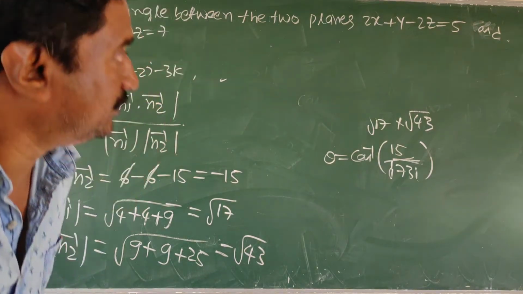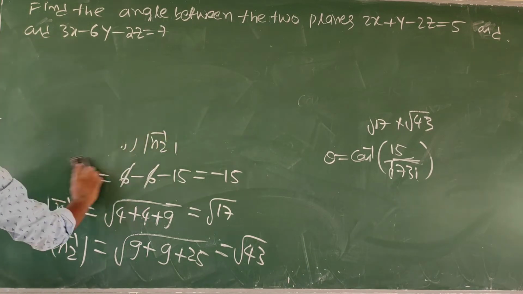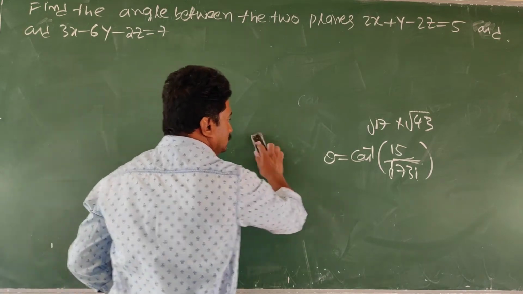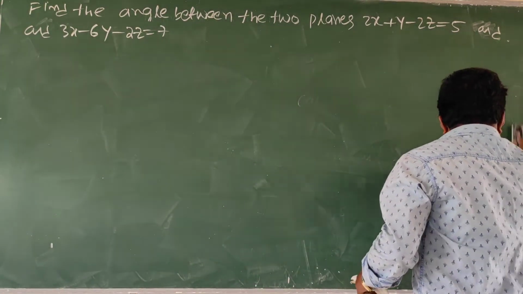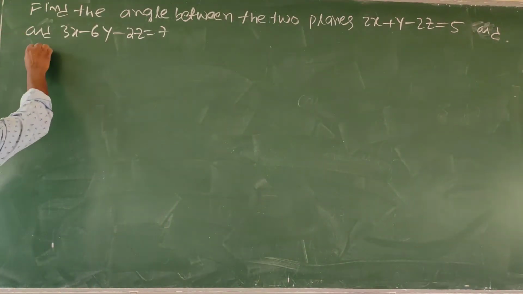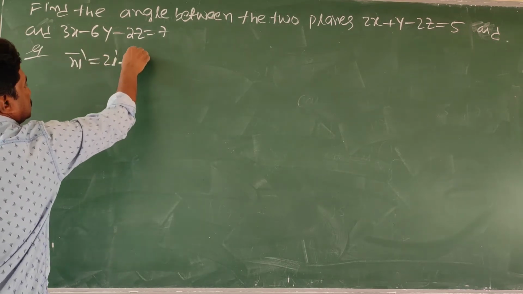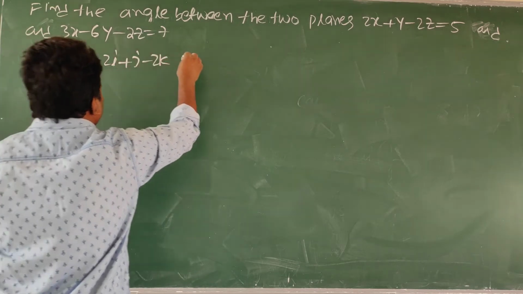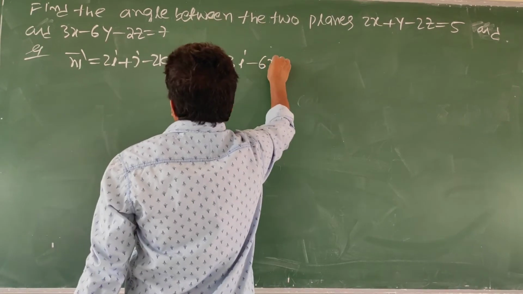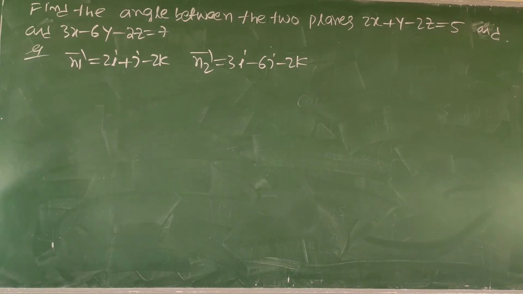Angle between planes, so N1, N2. Collect N1 and N2 and find out the angle. Write solution. N1 is 2i plus j minus 2k. N2 is 3i minus 6j minus 2k.